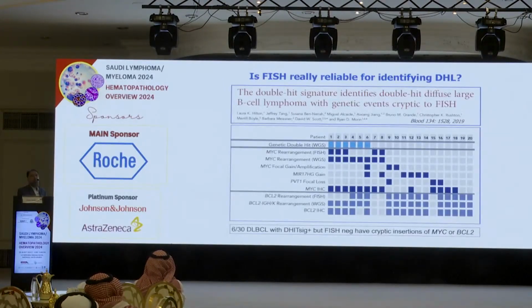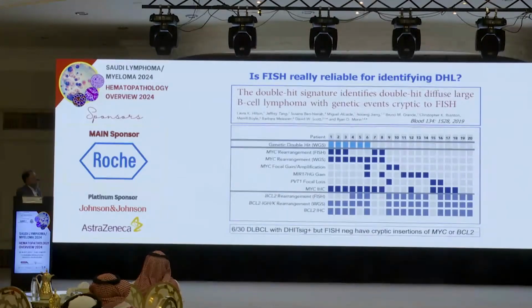So now, is FISH so reliable that we can completely rely on it? Say FISH negative, so it's not DLBCL with MYC, or it's not double hit. We have to really make a decision here. It is quite reliable, done properly in a good setting. Even then, when everything is done, there are still cases with cryptic translocation, which is not detected by FISH.